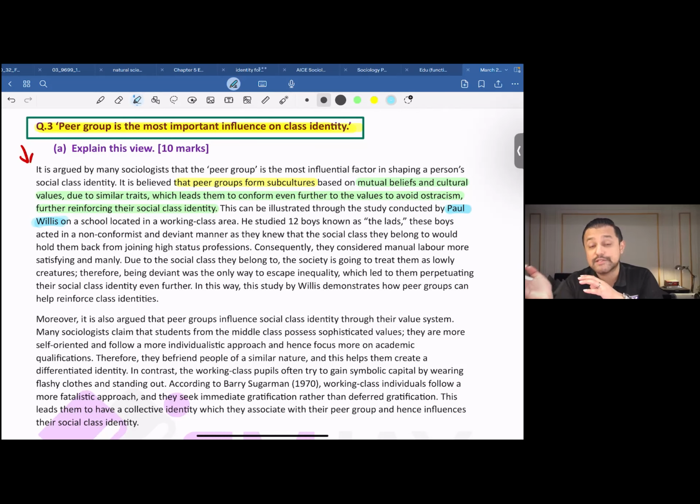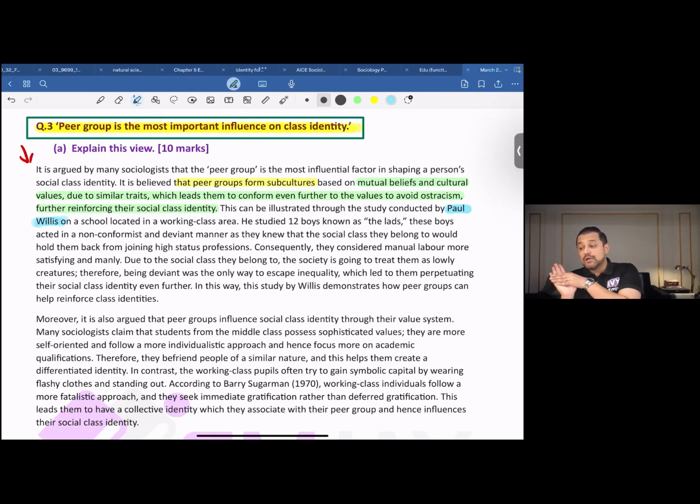Where was the school located? The school was located in a working class area. Remember, I'm bringing in social class over here. If you talk about a school that is located in a working class area, it's a common sense point, but it's highly likely that the individuals attending that school would be from the working class too, right? So get the hint from there. Paul Willis conducted a research in the 1970s on a school in London from a working class area.